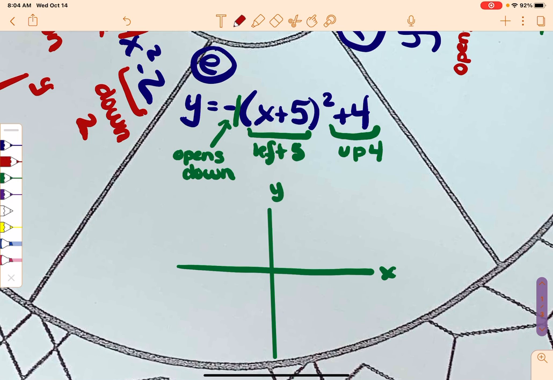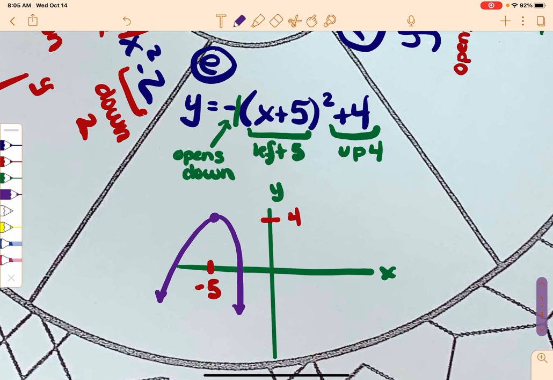Okay, now we're going to go through and start to get our sketches. So if it goes up 4, that'd be a +4. If it goes to the left 5, that 5 would have to be -5. So where those two come together is going to be my vertex point. And then it opens down.